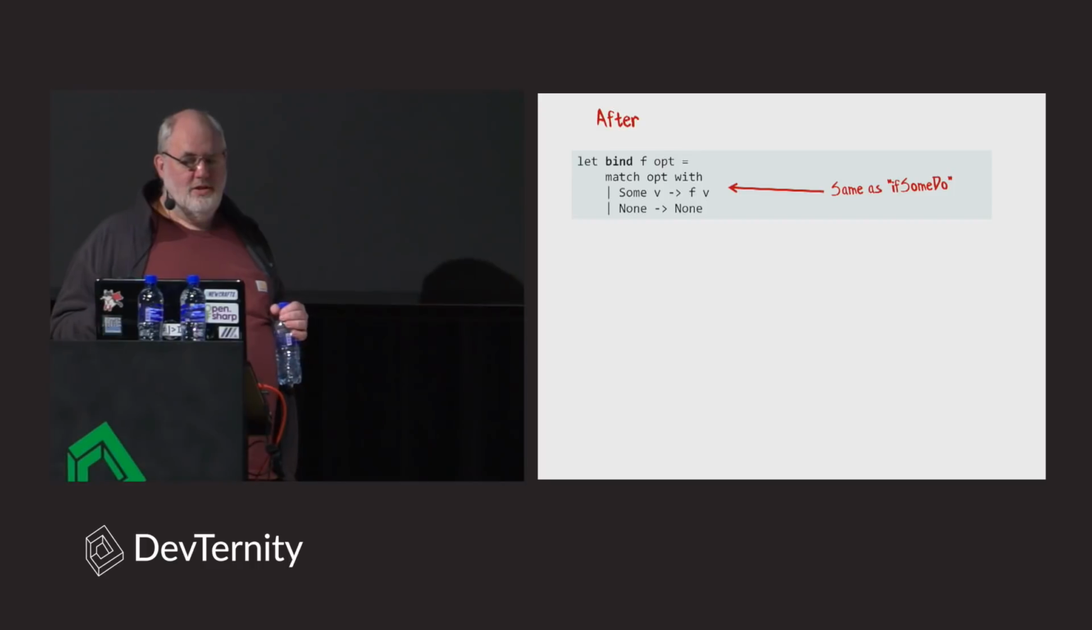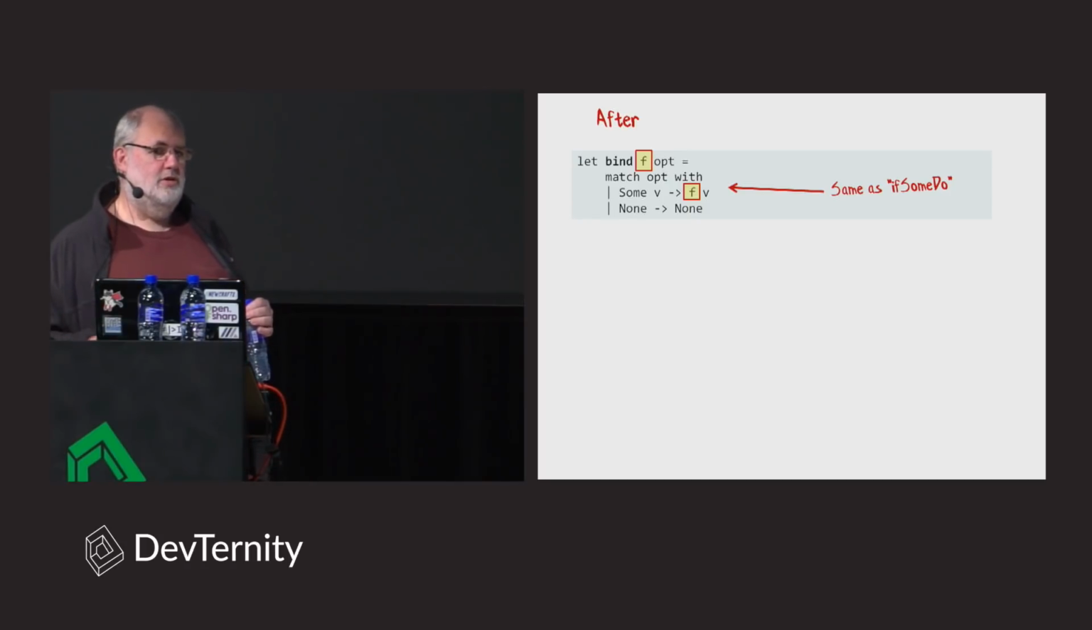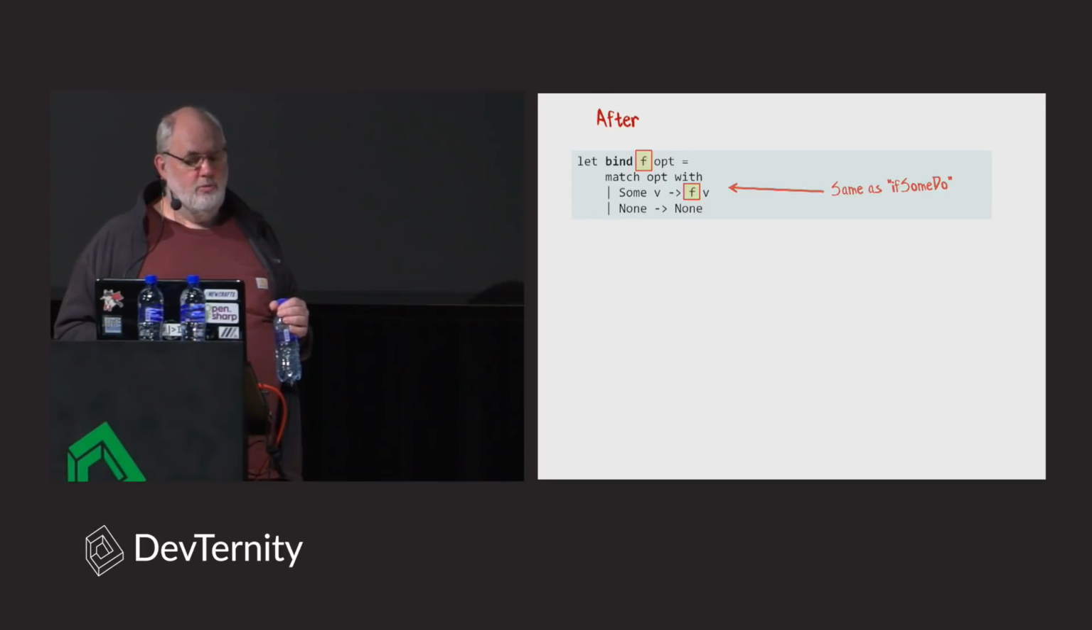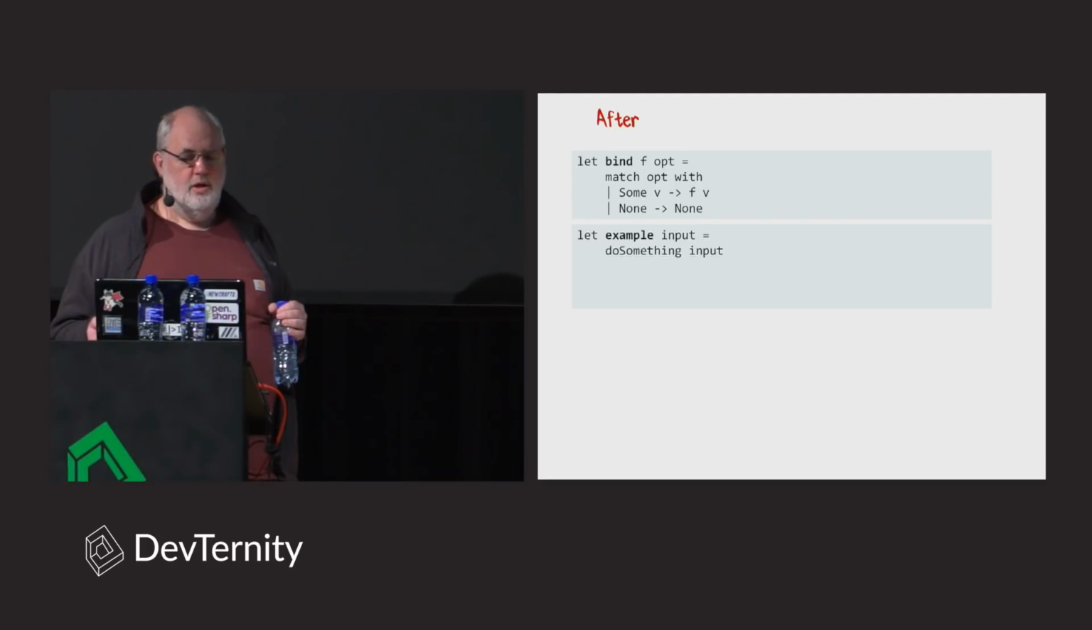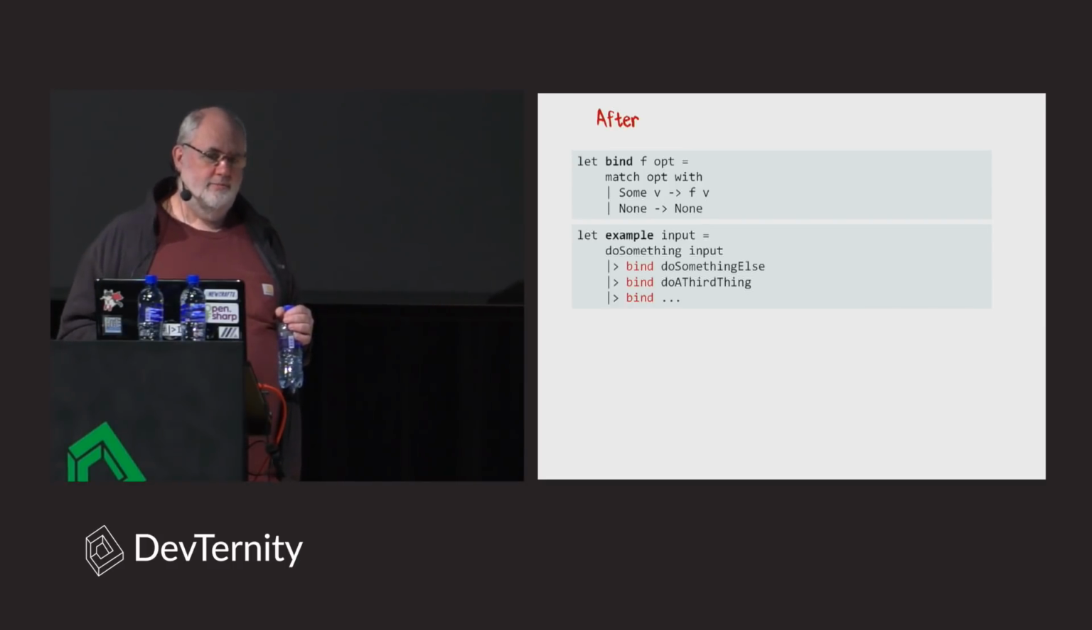And like I said, it's exactly the same as the if, sum, do. We have our function parameter that we pass in, and we decide what to do with the value based on that function parameter. And then once we have this bind, we can say, do something, and then bind it to the next one, and then bind it to the next one, and bind it to the next one.